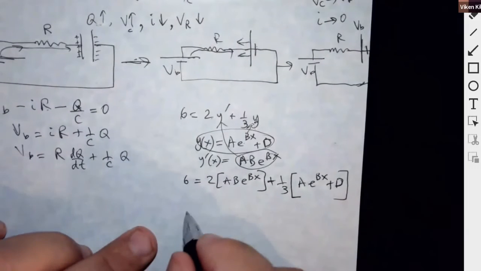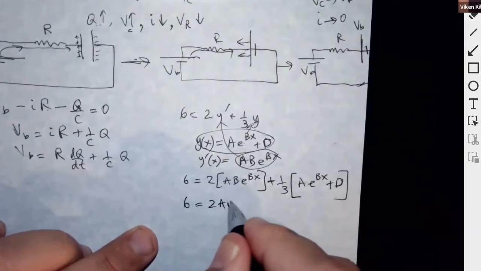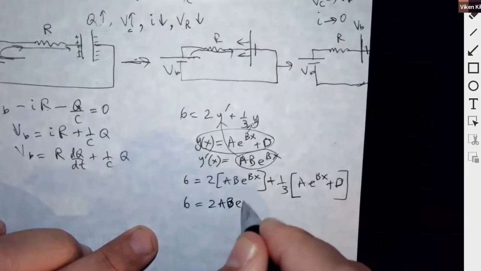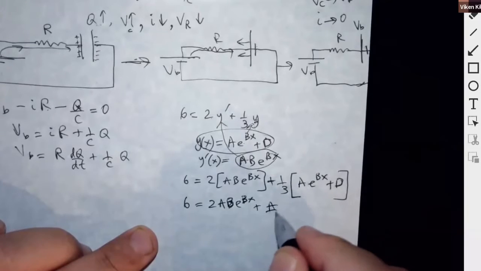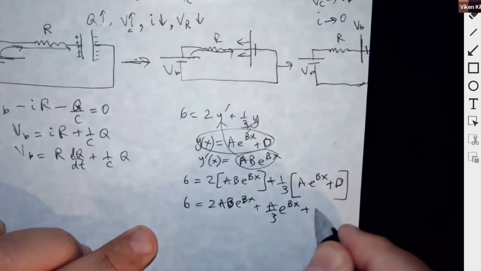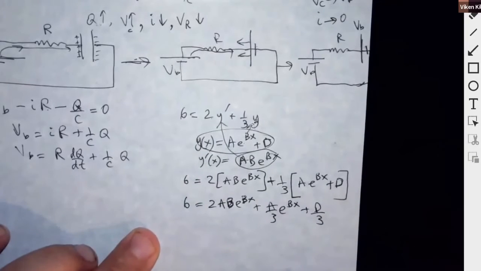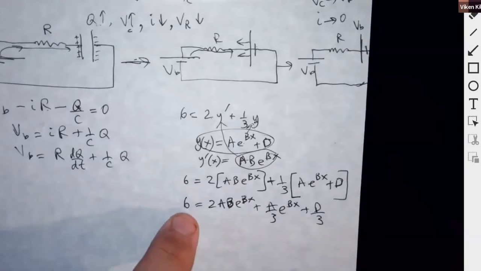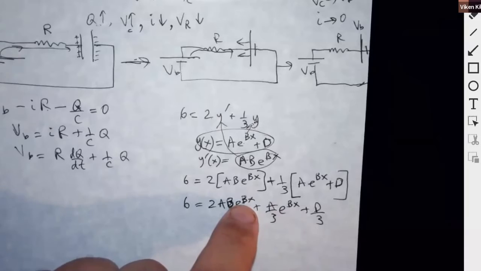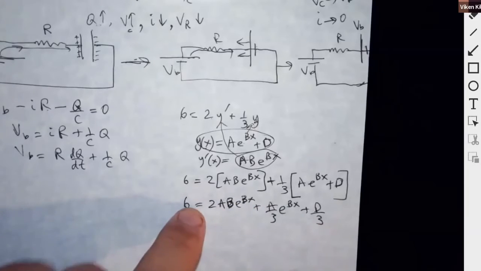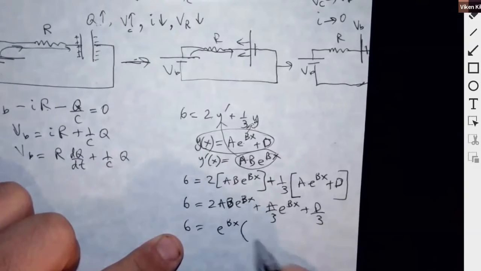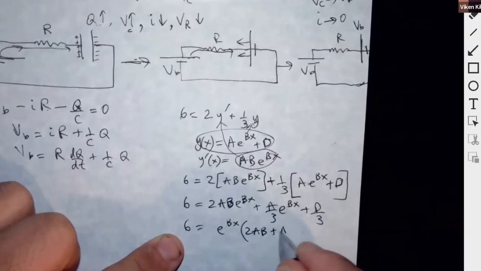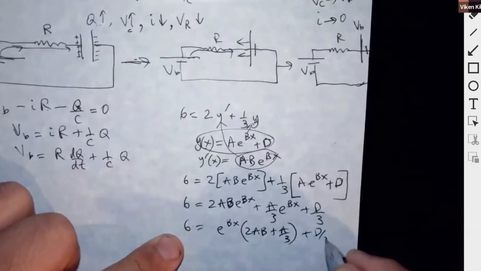Okay, so then you're going to have here 6 is equal to 2ab e to the bx plus a/3 e to the bx plus d/3. So then if this has to equal this for all values of x, this number has to equal this. So what should happen? If I factor out the e to the bx, 2ab plus a/3 plus d/3.